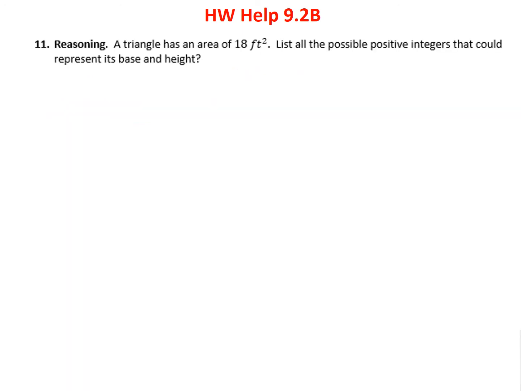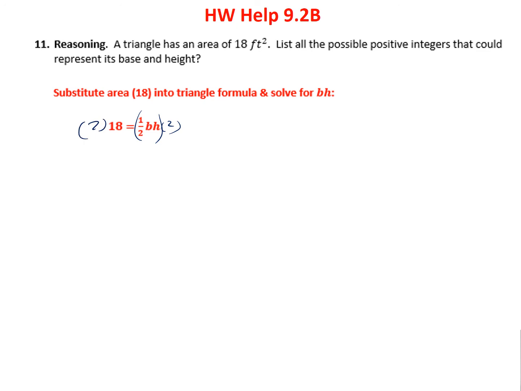Problem 11 says that we have a triangle with an area of 18 square feet. List all the possible positive integers that could represent the base. Well, first of all, we know that the area of a triangle equals 1/2 base times height, so let's put in 18 for the area. Now let's get rid of the half. If I want to undo the 1/2, I multiply by 2 on both sides, and I end up with this equation: the base times the height has to equal 36.